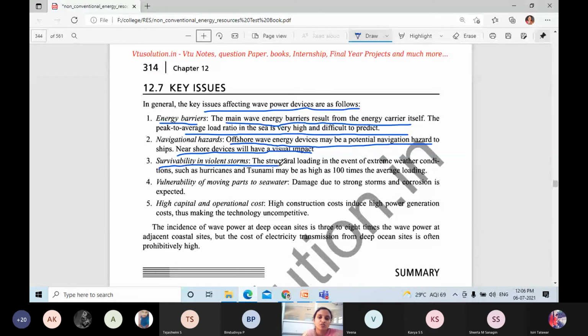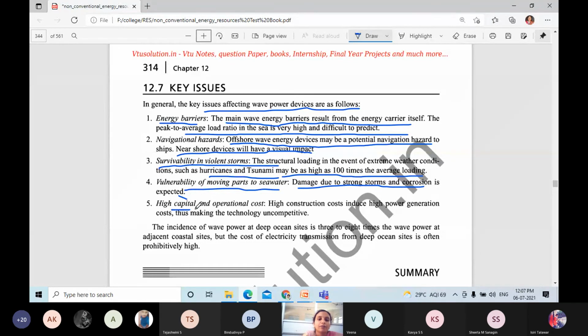Survivability in violent storms: the structural loading in the event of extreme weather conditions. In such weather, it is difficult to maintain such devices. It may be a tsunami, and in that situation it is difficult to survive. The loading may be as high as 100 times the average loading. Vulnerability of moving parts to seawater: damage due to strong storms and corrosion is also expected due to the water.